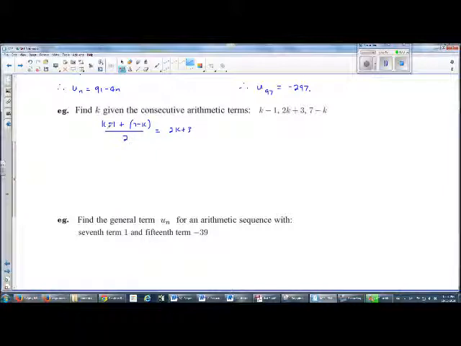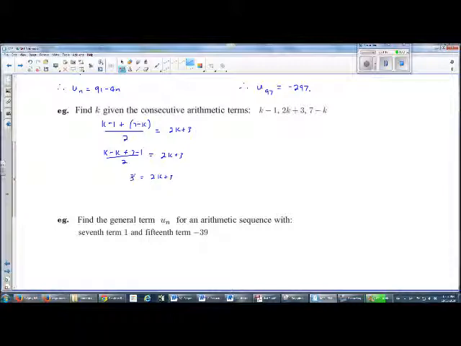Okay, so we can just simplify this. So we've got k minus 1 plus 7 minus k. So if we rearrange that, we get k minus k plus 7 minus 1, all over 2. And that is equal to 2k plus 3. K minus k is 0, 7 minus 1 is 6. 6 divided by 2 is 3. And that equals 2k plus 3.